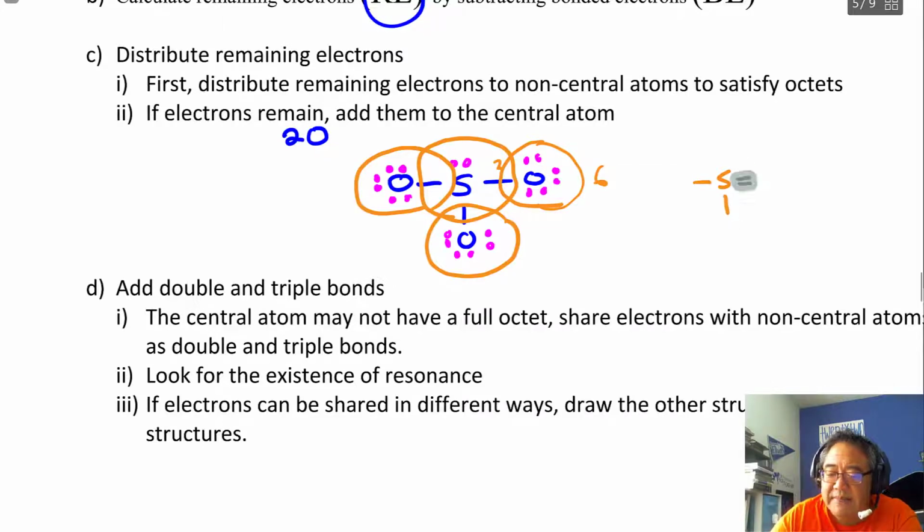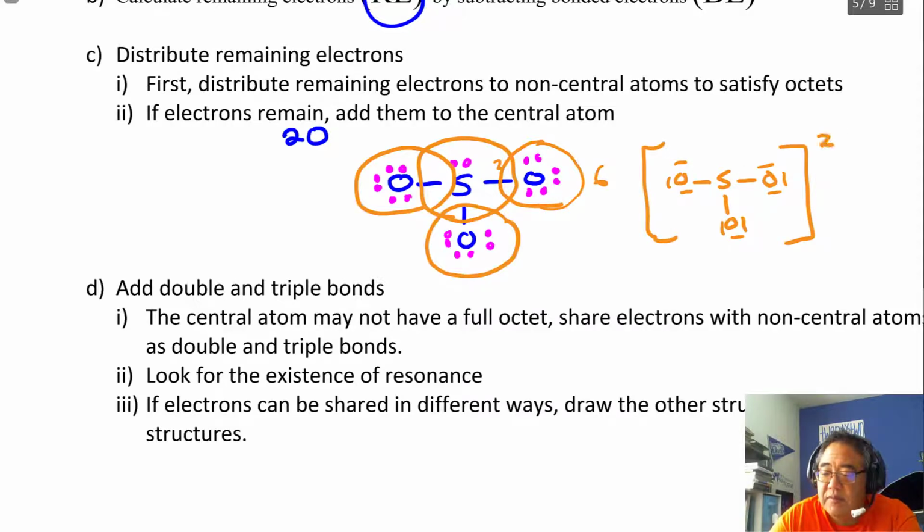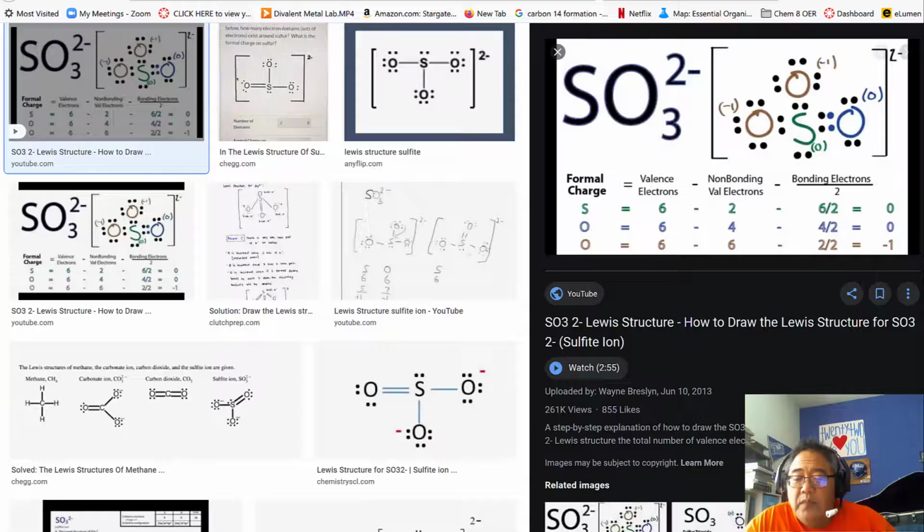Oops, sorry. My bad. If you don't like drawing all the dots, you can draw it like this, and then put brackets on it like this, and write 2 minus like that, okay?